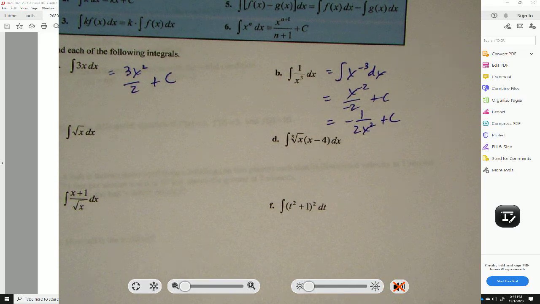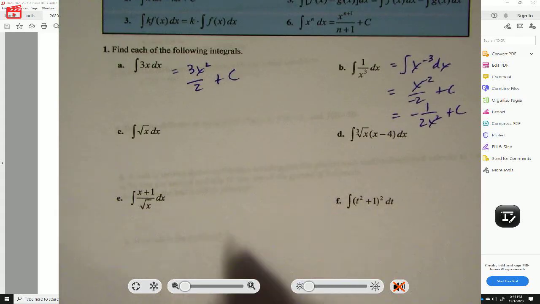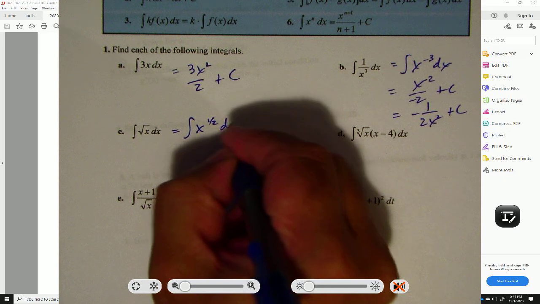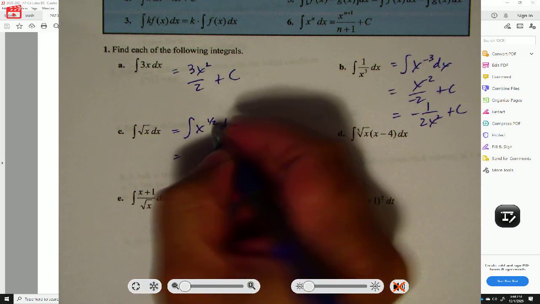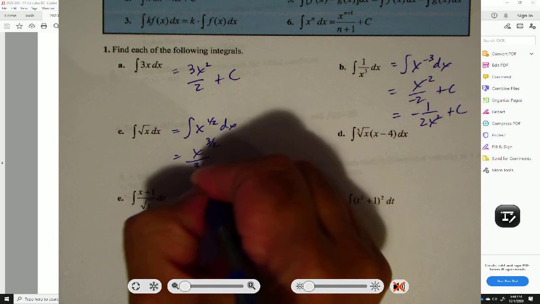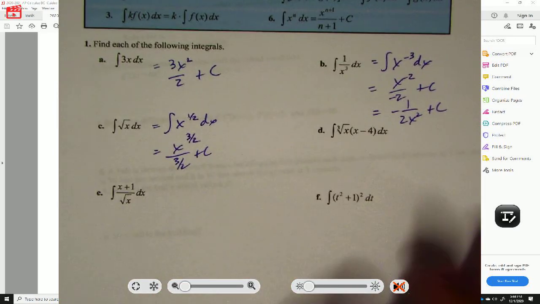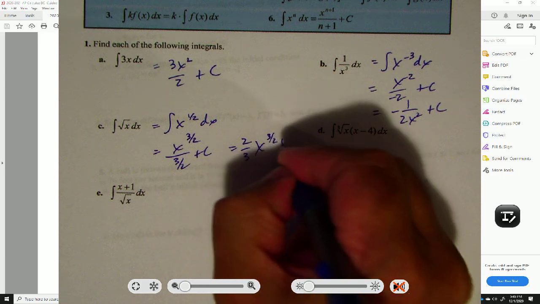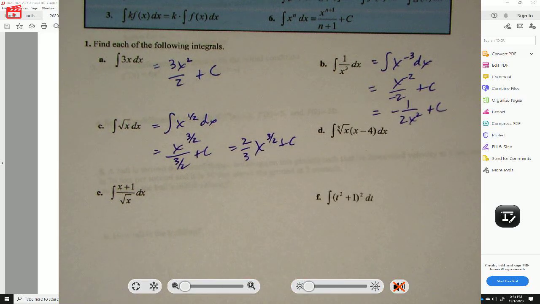Okay? All right. Let's go into c. So rewrite this again as x to the half dx. So we add 1 to the 1/2. So that'll be x to the 3/2 divided by 3/2 plus c, and go ahead and clean that up. That's going to be 2/3 x to the 3/2 plus c. And there's no need to rewrite that as a square root.